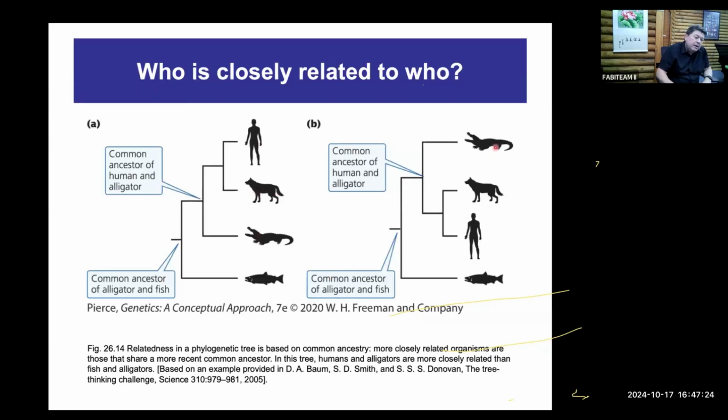So here we have the node just rotated. Some people think then, in this case, humans are more closely related to fish just because it's there. But you have to see it in terms of the ancestry. They are more closely related to alligators or to wolves than they are to fish.